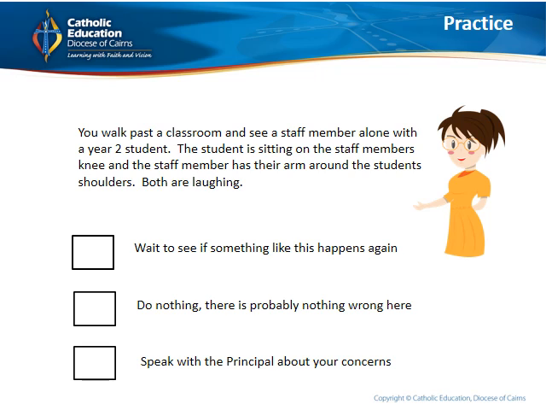You walk past a classroom and see a staff member alone with a Year 2 student. The student is sitting on the staff member's knee and the staff member has their arm around the student's shoulders. Both are laughing. Do you wait to see if something like this happens again? Do you do nothing? There is probably nothing wrong here. Or do you speak with the principal about your concerns?